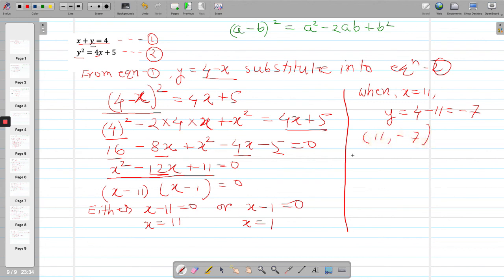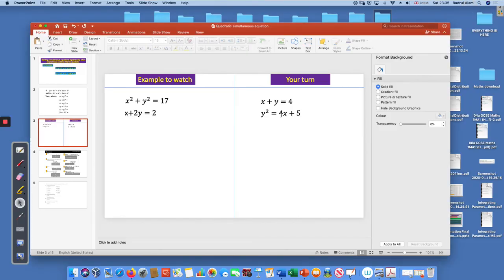And again, when x equal to 1, we get y equal to 4 minus 1, again from this equation. So we can get it is 3. So the other solution is 1 and 3, and these two are our solutions. One is there and the other one is there. That's all. So check your answer with mine, and let's go to the board.